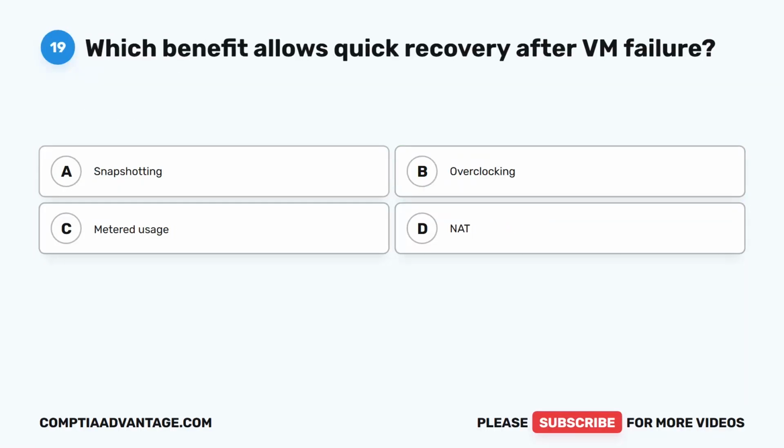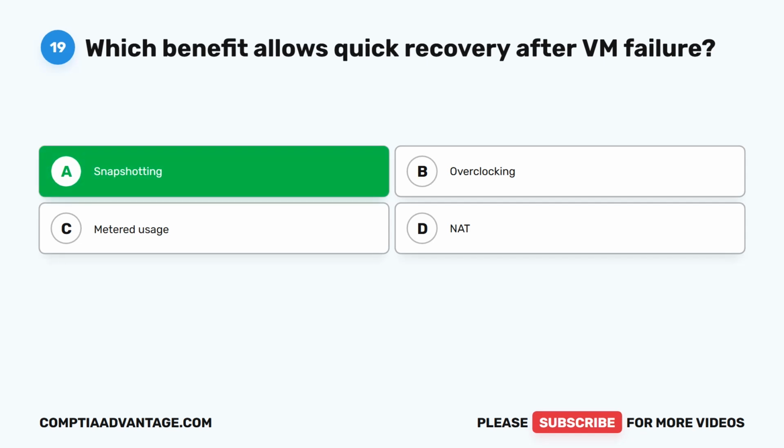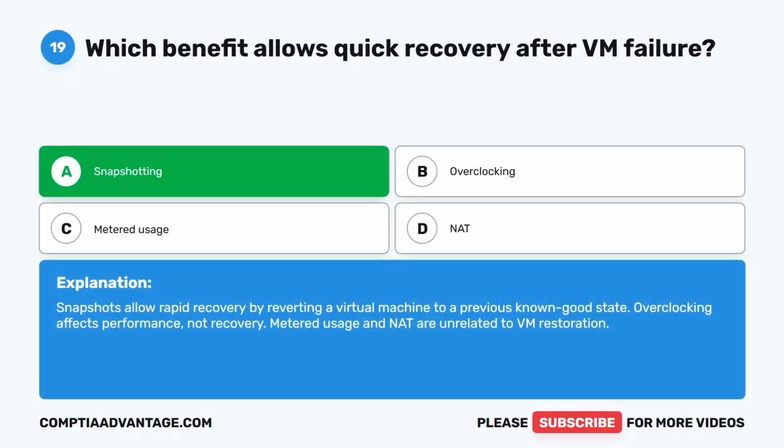Question 19. Which benefit allows quick recovery after VM failure? A. Snapshotting. B. Overclocking. C. Metered usage. D. NAT. The correct answer is A. Snapshotting. Snapshots allow rapid recovery by reverting a virtual machine to a previous known good state.